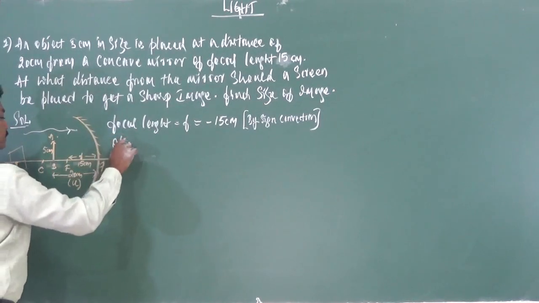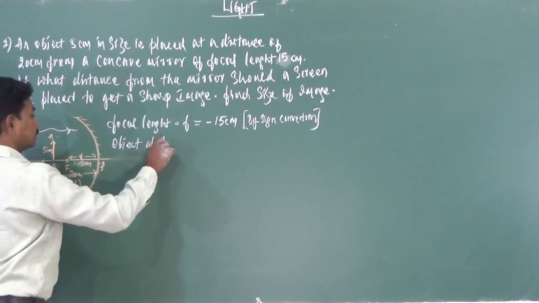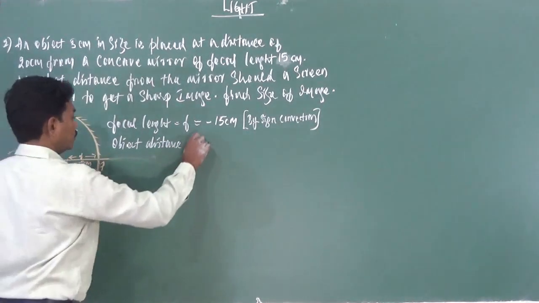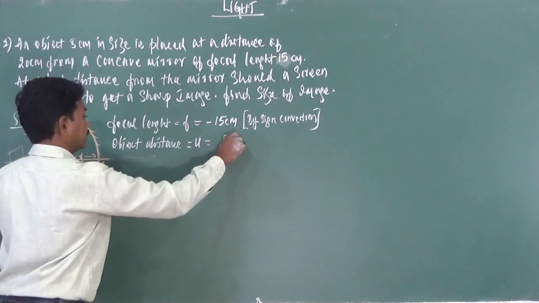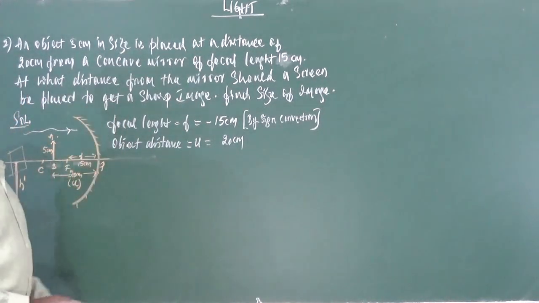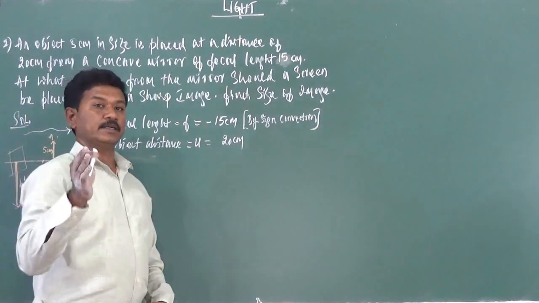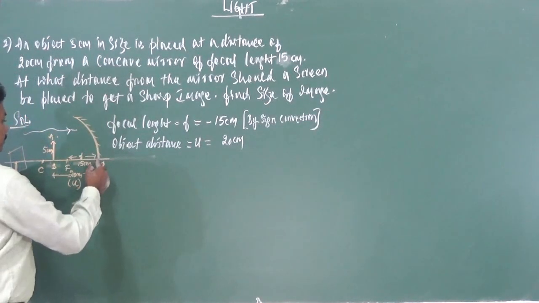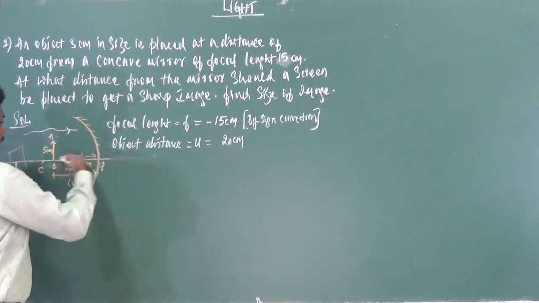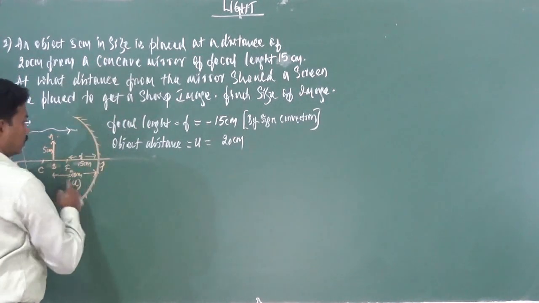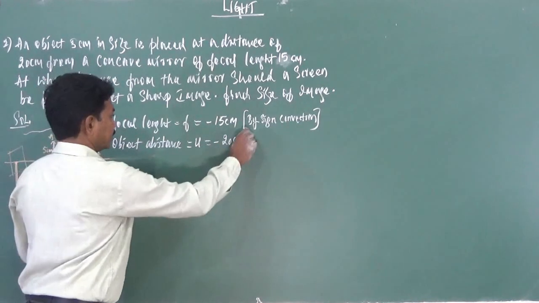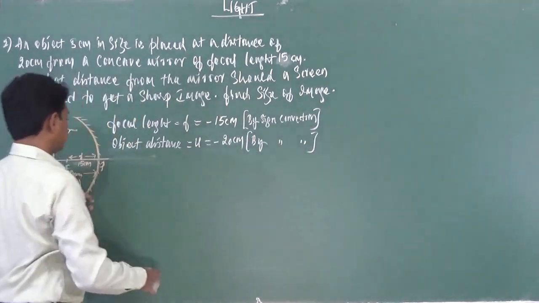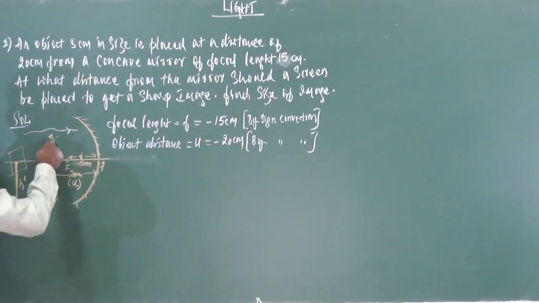So object distance, that's represented by u, is equal to 20 centimeters. So after writing the numerical, think whether it is positive or negative. So here object distance is measured from the pole of the mirror to the object, which is against the direction of the incident light rays. Therefore it will be minus 20 centimeters by sign convention. Same thing.